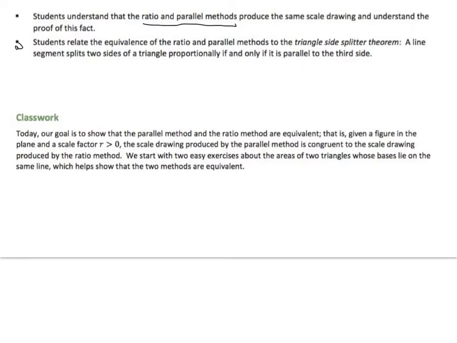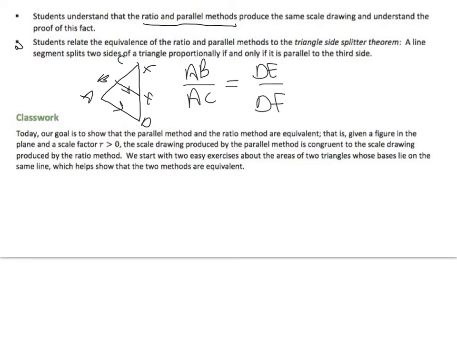And then students relate the equivalence of the ratio and parallel methods to the triangle side splitter theorem. A line segment splits two sides of a triangle proportionally if and only if it is parallel to the third side. Triangle. Line. That's a terrible line. Okay, a line segment splits two sides of a triangle proportionally if and only if it is parallel to the third side. So those are parallel. That means that these are proportional. AB over AC equals DE over DF. Those are great ratios, and that's what we're doing today.